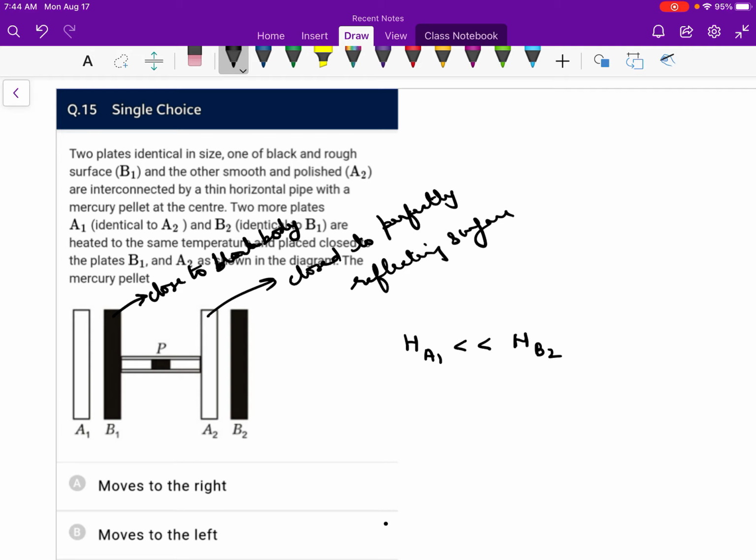Now B1 receives very little energy as compared to the energy received by A2. But A2, even though it receives greater energy, has very low emissivity, so the energy emitted by A2 and B1 will almost be the same, and therefore the temperature on both sides of the mercury pellet will be the same. So the mercury pellet will remain in the middle only. Moves to the left, no. Moves to the right, no. It remains in the middle only.